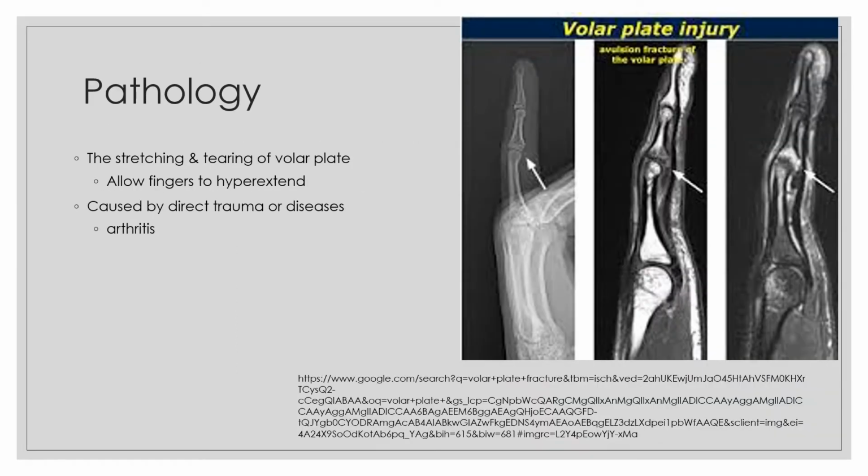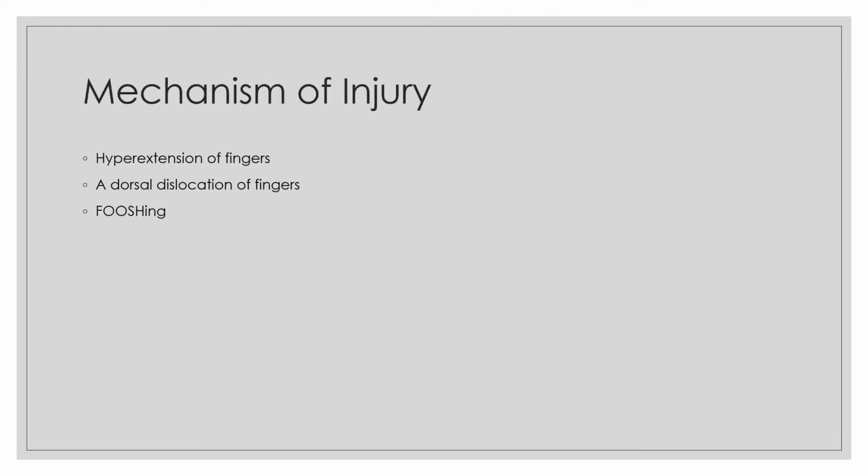Pathology of volar plate injuries is the stretching or tearing of the volar plate, which allows fingers to hyperextend, and is caused by direct trauma or diseases such as arthritis. Mechanism of injury is hyperextension of the fingers, a dorsal dislocation of the fingers, and FOOSH, which is falling on an outstretched hand.